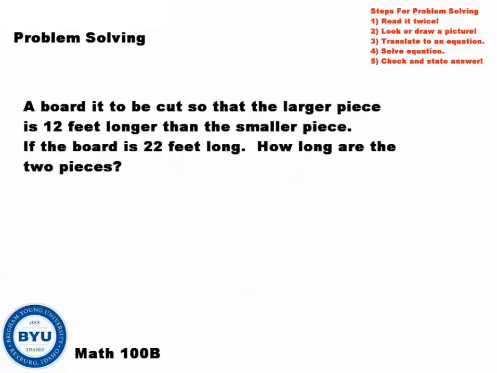Okay, so it's your turn. How about you try a cutting problem? Here's the problem. A board is to be cut so that the larger piece is 12 feet longer than the smaller piece. If the board is 22 feet long, how long are the 2 pieces? Go ahead and pause the video and give this a shot, and when you're ready to check your answer and see how you did, resume the video.